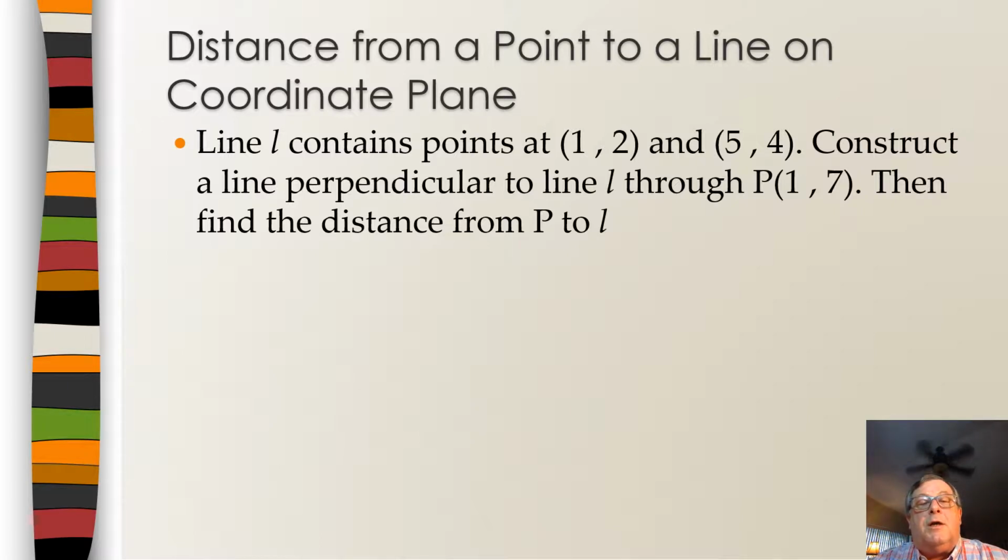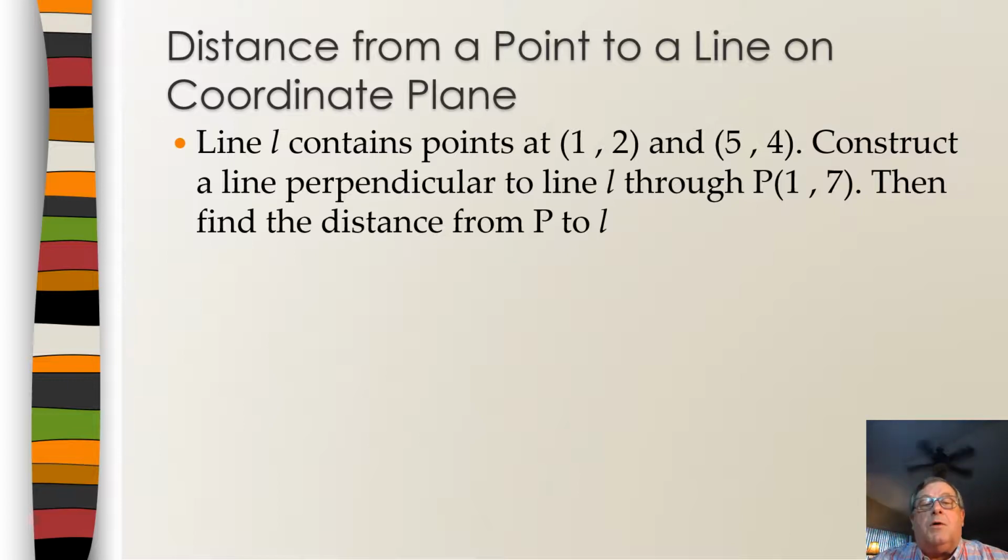So we're told here that line L contains points (1, 2), x is 1, y is 2, and (5, 4). Construct a line perpendicular to line L through point P (1, 7). Then find the distance from P, that point (1, 7), to the line L.